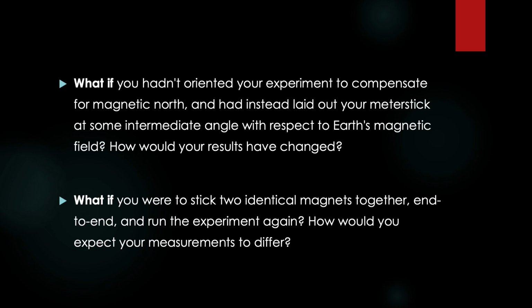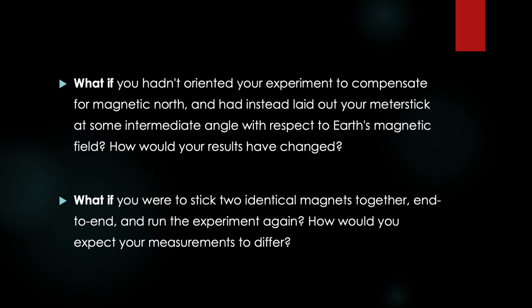If I hadn't oriented my experiment to compensate for magnetic north and instead laid out my meter stick at an intermediate angle, all observations would be affected by the Earth's magnetic field. The x component of the magnetometer would be non-zero, and I would not be able to use it to measure the magnetic field that is perpendicular to that of the Earth. Additionally, the values of mu, k, and n would not be accurate.